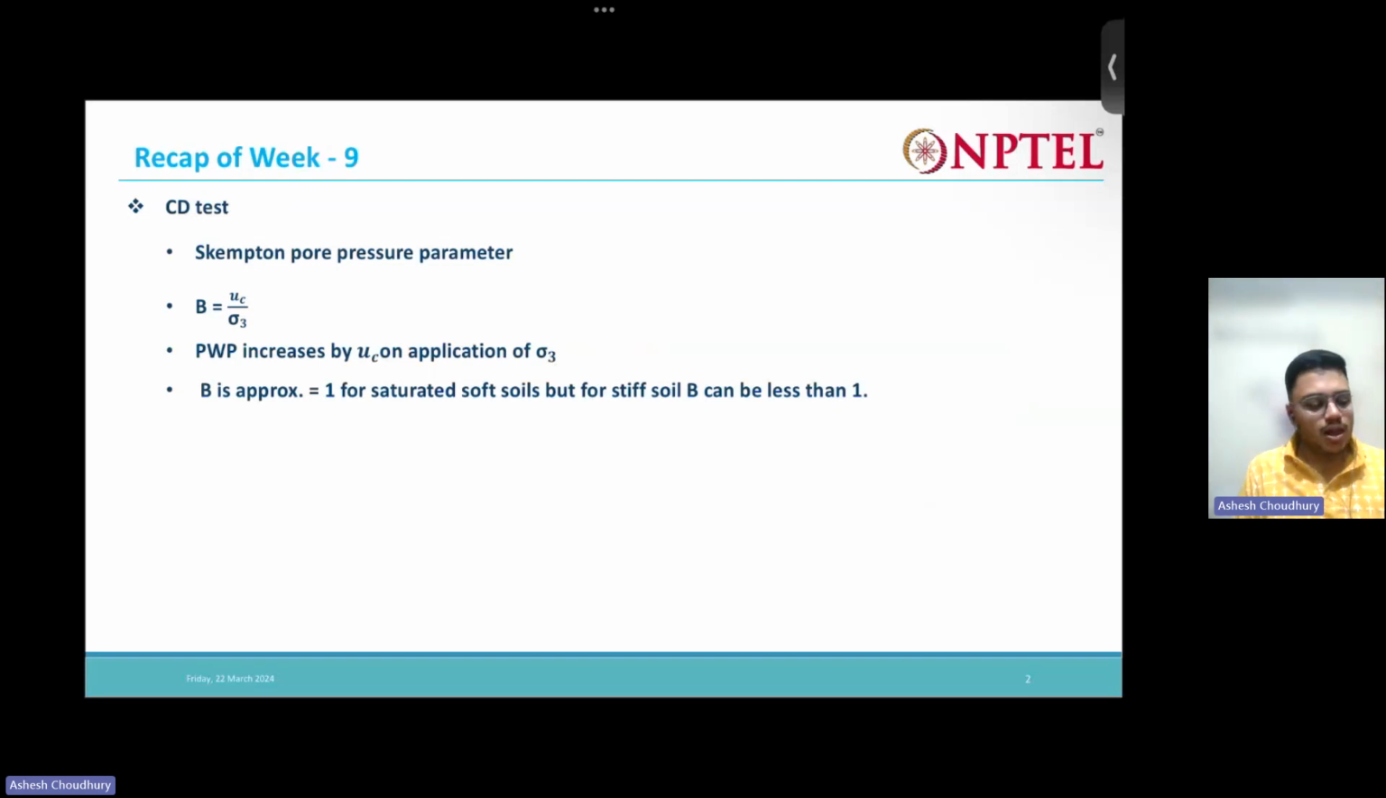So these parameters are actually called the Skempton pore pressure parameters. There are two parameters, A and B, and these two parameters are called the Skempton pore water pressure parameters. Why are they called pore water pressure parameters? That is because they give us some relation to the pore pressures that are going to develop while loads are applied. So that's why they are called the pore pressure parameters, and we are going to see what those are.